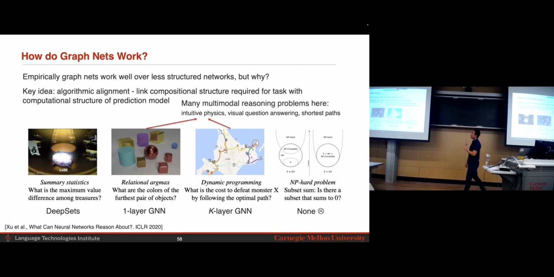And the key idea here is that many multimodal reasoning problems are graph-like, especially those that require complicated reasoning. If you have intuitive physics, like if I throw a block at the other block, what's going to happen? If I have visual question answering requiring very complex questions that require relating across multiple objects, or if I have shortest path questions in multimodal reasoning. We're going to see some shortest path next week on reinforcement learning, where you have to, as an agent, go to the next object or the closest object and so on.